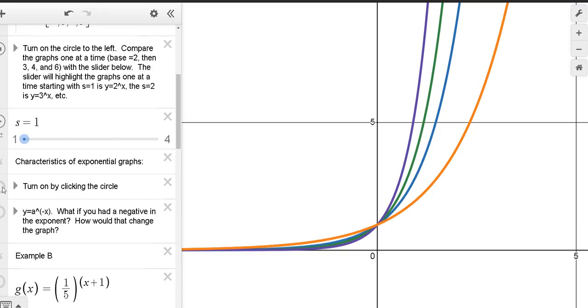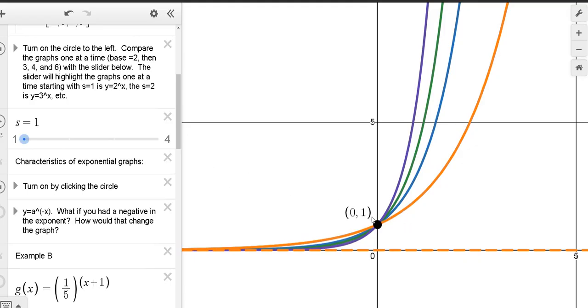But all these graphs have a few features in common. One of those features is this. The graph passes through the point 0, 1. That's what I regard as the vertex of this graph. I mean, it's not the right term to use for that, vertex, but it is kind of close.